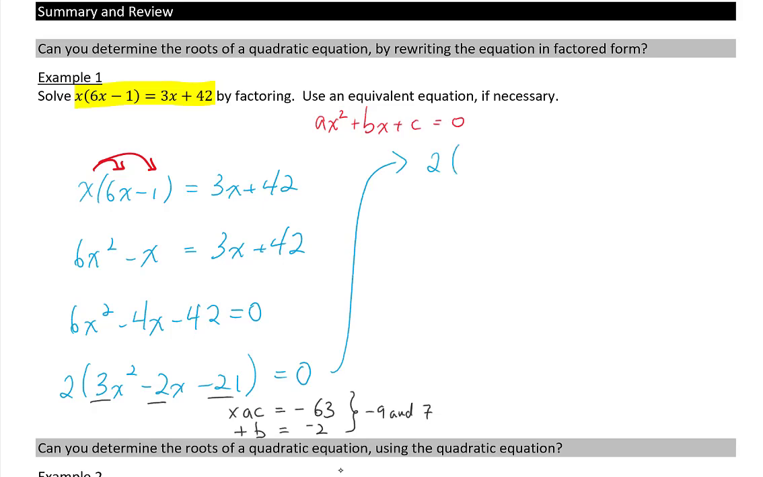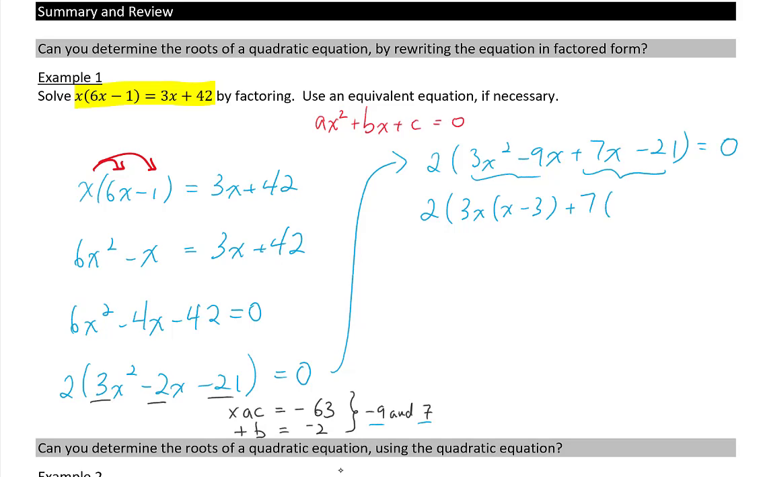So we get 2 bracket 3x squared minus 9x plus 7x minus 21, and that all equals 0. Remember, the negative 9 and 7 come from our magic numbers. Next, we need to common factor each grouping. So we take out a 3x from the first group, and that leaves me with x minus 3. And we take out a 7 from the second group, and that leaves me with x minus 3.